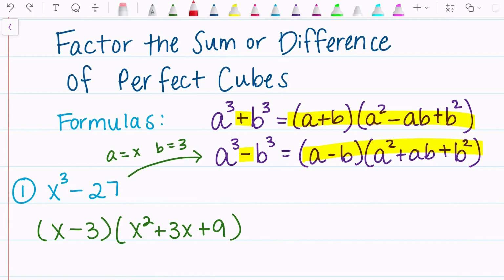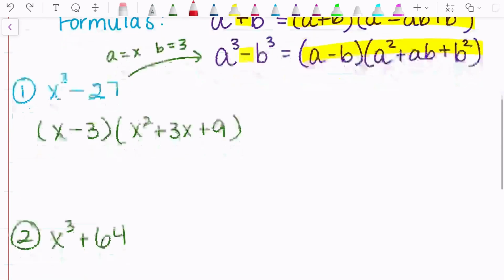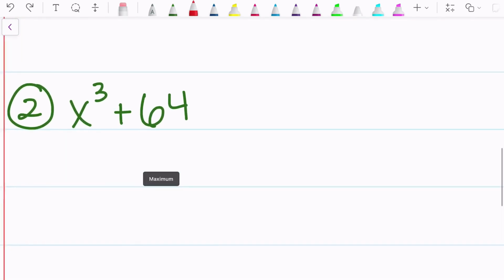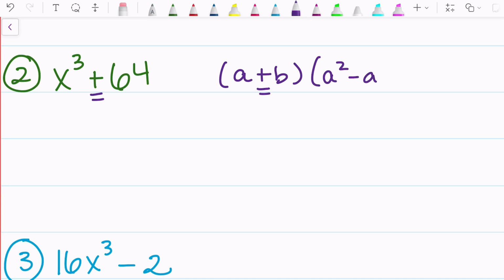All right, my next example is a sum problem, so I'm using the first formula. I'm just going to write that first formula down again so that we have it. It goes like this, a plus b. When it's a sum, you start off with the sum, and then it goes a squared minus ab plus b squared. So for this one, the only minus sign is in the middle.